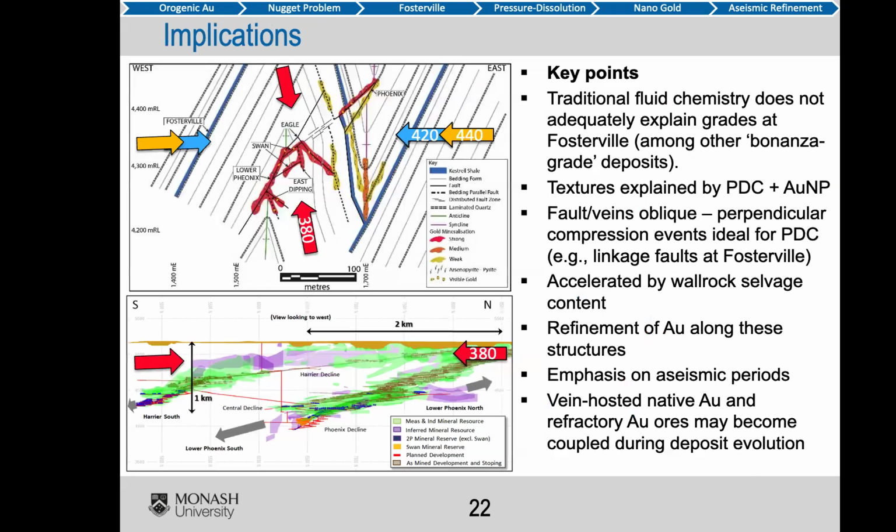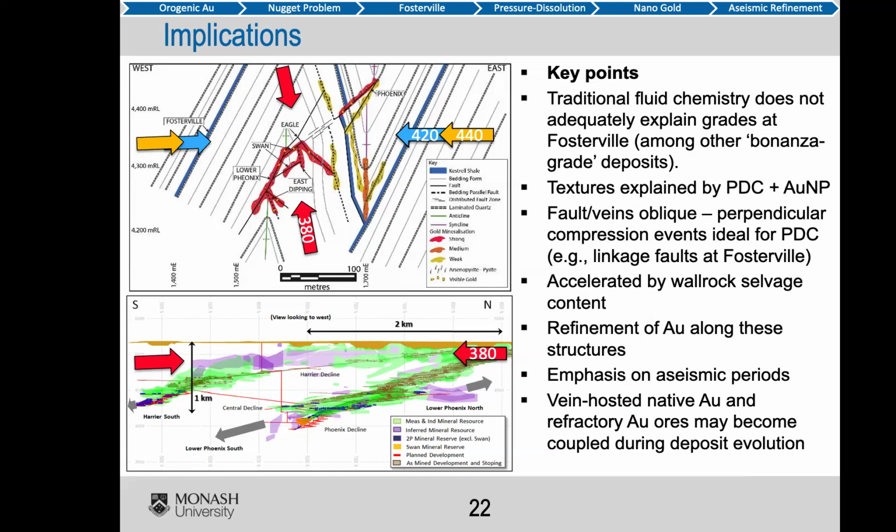So the key points of this thing is, I think we all knew this, but this thing's 6 years old now. Traditional fluid chemistry has difficulty explaining the really, really high grade gold mineralization you get sometimes. And I tried to explain at least these fossil samples by using pressure dissolution creep and gold nanoparticle theories. And then there's some stuff I had for looking at the angular relationship between the paleo stress axes as well as the vein orientations for how much pressure dissolution you can get.